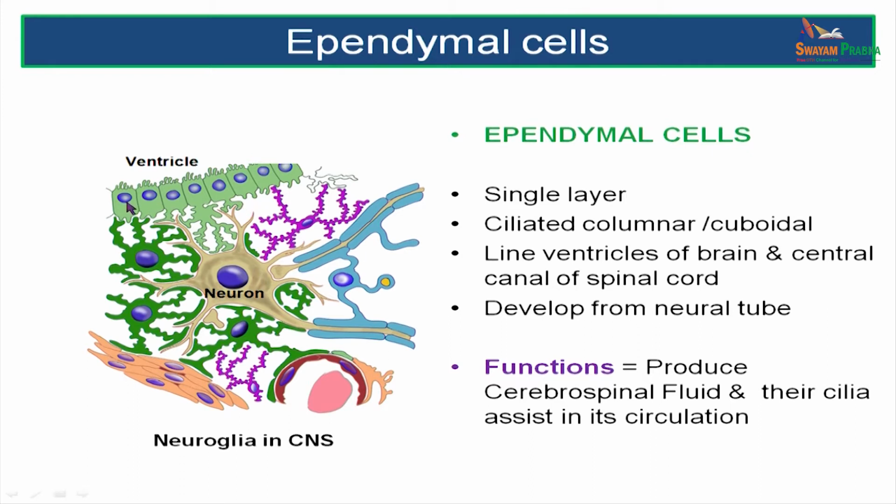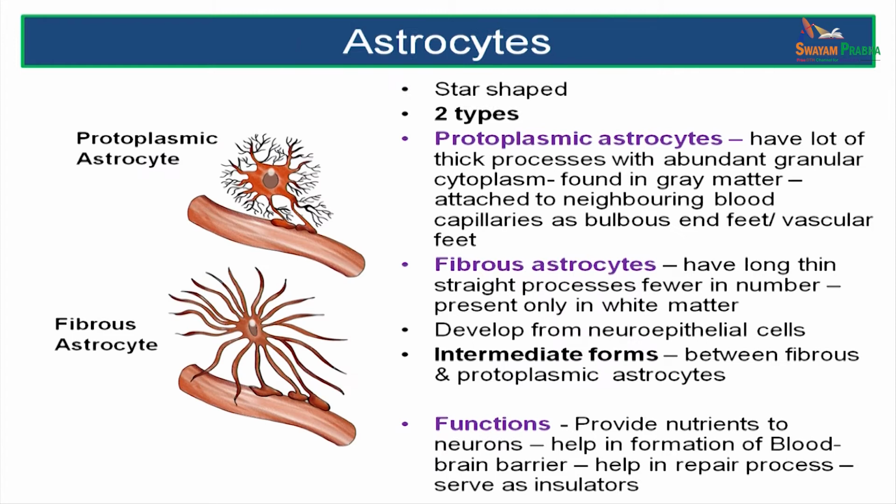In this diagram here, you can see a layer of columnar or tall cuboidal cells which line the cavity called the ventricle. These cells develop from the neural tube and their function is to produce the cerebrospinal fluid. They have cilia on their surface and these cilia help in the circulation of this CSF.